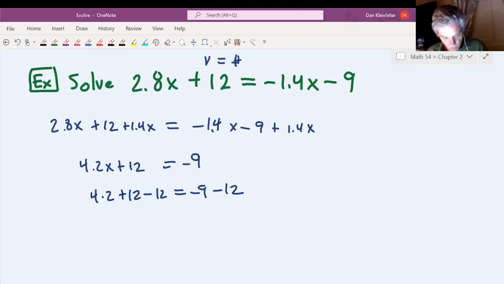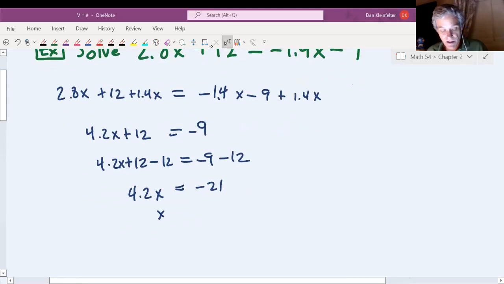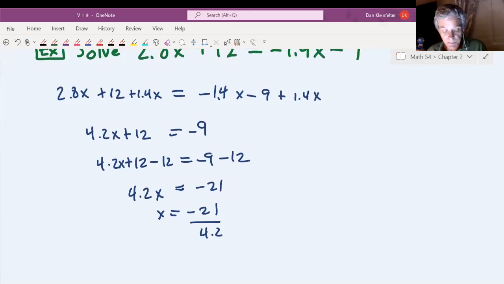So this will just give us 4.2x. I'd forgotten an x in there. Sorry about that. We'll have 4.2 x's and no constant terms. The right side, negative 9 minus 12 is negative 21. And then finally, we'll divide by our 4.2. That's negative 21 over 4.2.